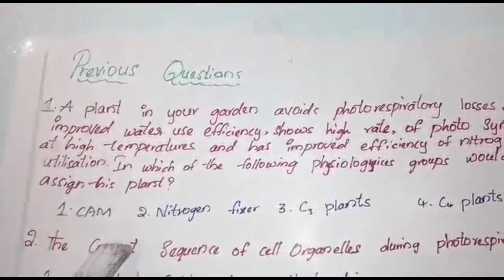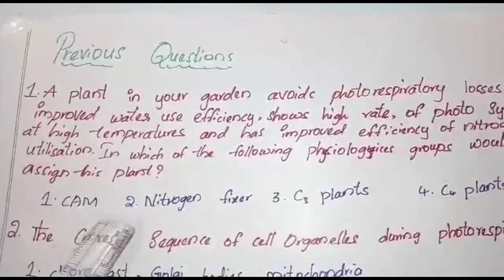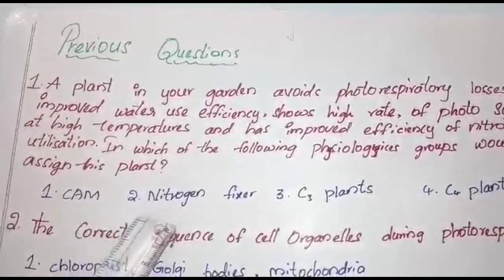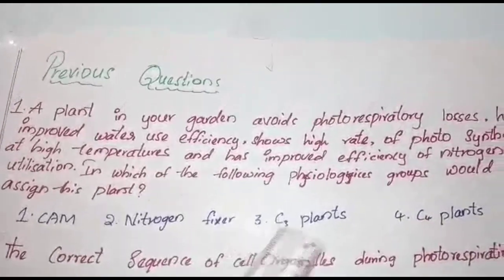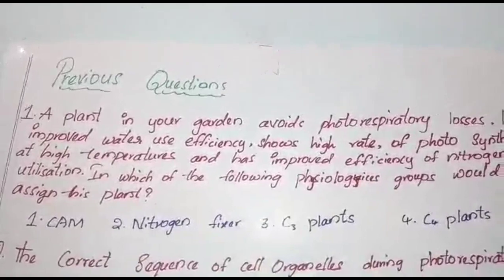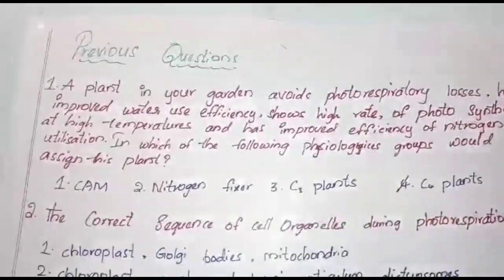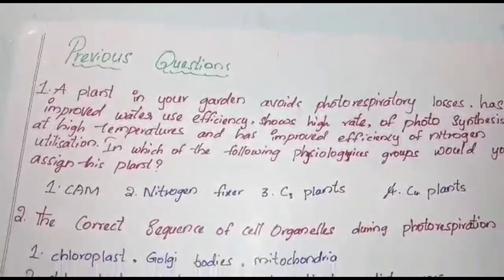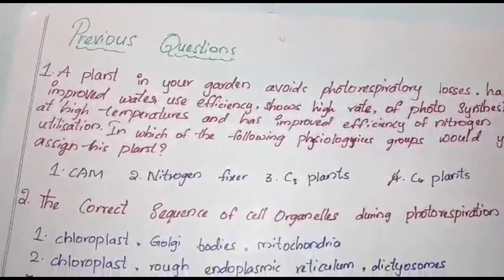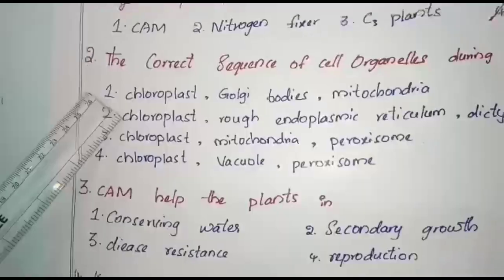Option 1 is CAM plants, Crassulacean acid metabolism. Option 2 is a nitrogen fixer. Third one is C3 plants. Fourth one is C4 plants. Answer is C4 plants. C4 plants do not have photorespiration. They can live at high temperature. They have the maximum photosynthesis process without photorespiration.